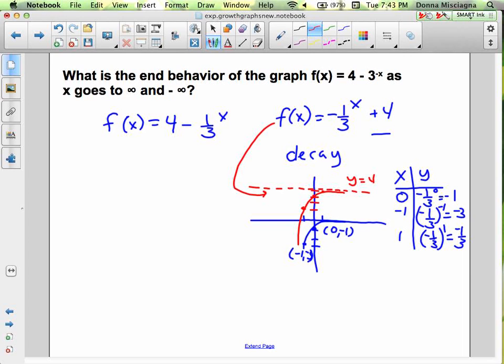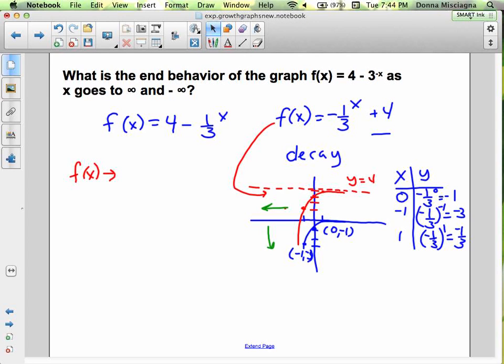And let's write the end behavior. So what happens as x approaches negative infinity? As x approaches negative infinity, notice that the graph will be getting smaller. As we're going this direction, the graph is going this direction. So f of x approaches negative infinity as x approaches negative infinity.